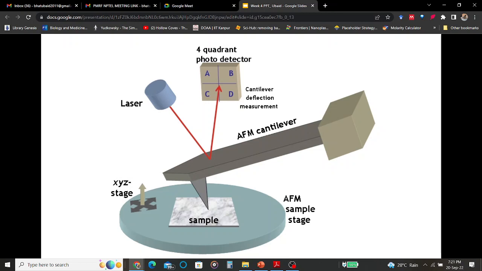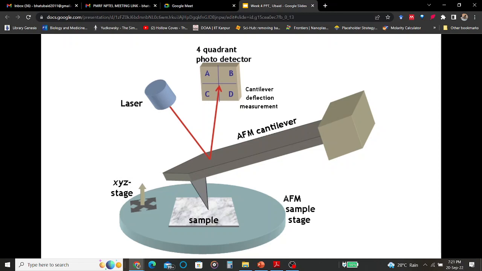There is a deflection in this laser light, and due to that deflection, which is measured, the overall surface topography is measured. So it's simply like feeling the surface by your hand. Here they are using the lasers to evaluate how the surface is.